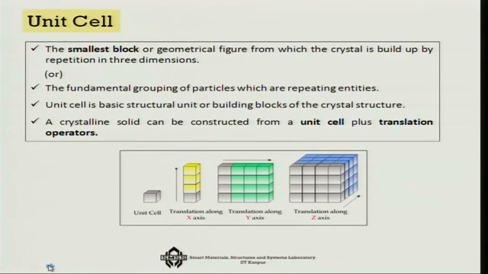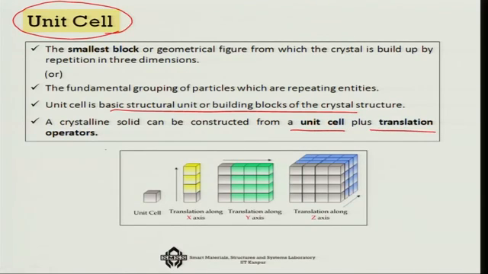Now, let us first concentrate on the structures which have a regularity or a regular crystal structure. So, the way to look at it is to look at something which is known as the unit cell, okay, which is the smallest block or geometrical figure from which the crystal can be thought of as built up by repetition in 3 dimensions. So, this unit cell, or the basic structural unit or building block of the crystal structure, can be used to construct a crystalline solid along with a translational operator.